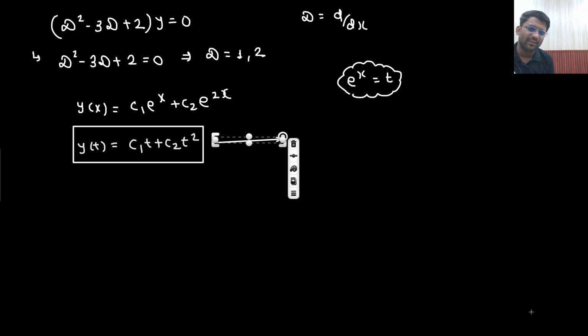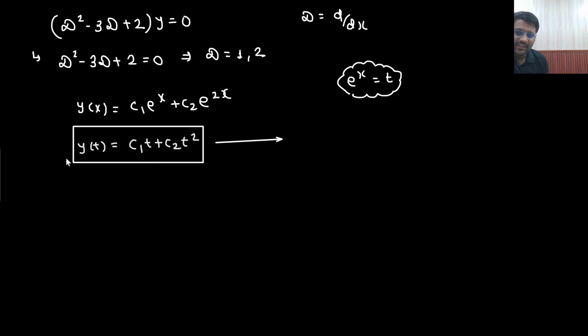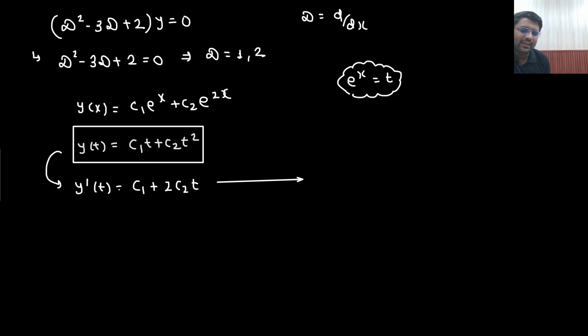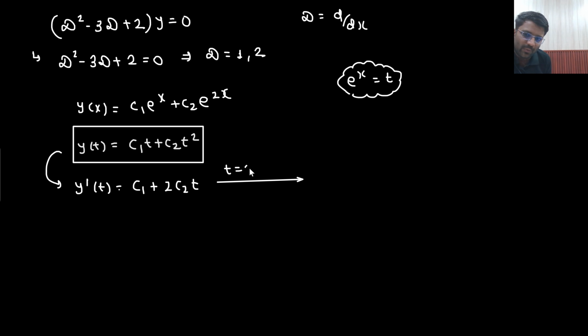Now what do we need to do? Now they are saying y dash 0 is 1. What does that mean? Y dash 0 is 1. That means you differentiate this. First you differentiate this. What will you be getting? When you differentiate this, I will be getting C1 plus 2C2t. Now after the differentiation, whatever the value of y dash that you are getting, in that you put the value of t equals 0. Here you put t equals 0.